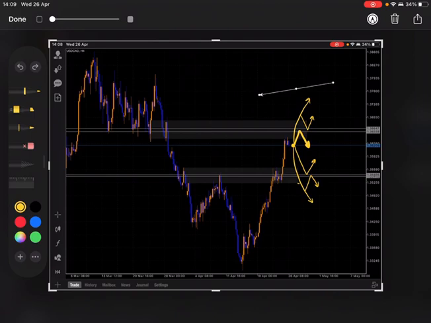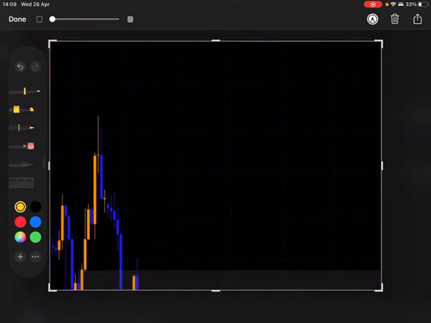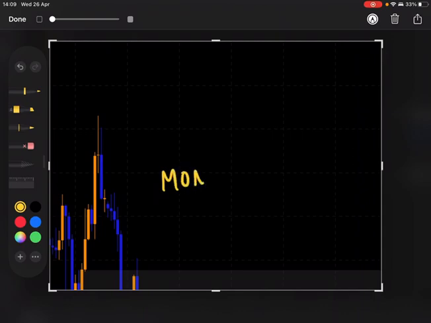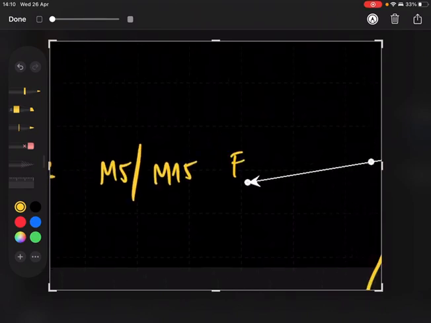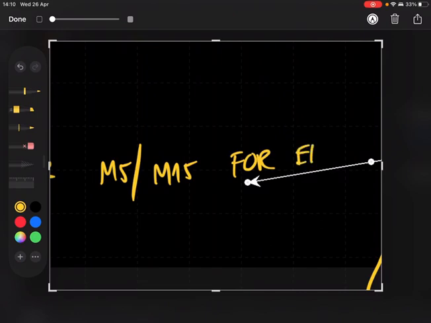So that's why you'll see wicks and getting an entry at the wicks. Okay, so that's just the difference. But either way, both traders should be in profit if you are using engulfings and key levels. Okay, so I'm just gonna write here: monitor M5 or M15 for entry.